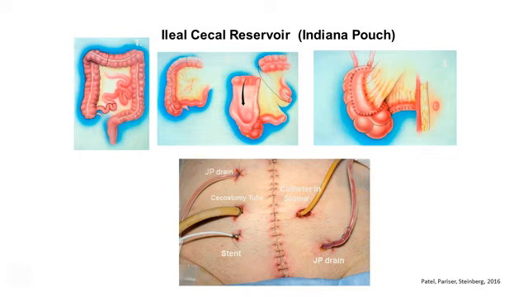There are also drains, generally two Jackson-Pratt drains, that will exit the abdomen. There is an indwelling catheter in the urethra that serves as a pelvic drain, and one should never irrigate this catheter.